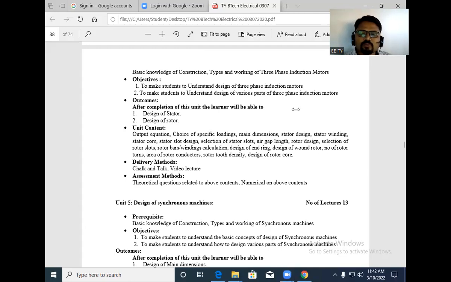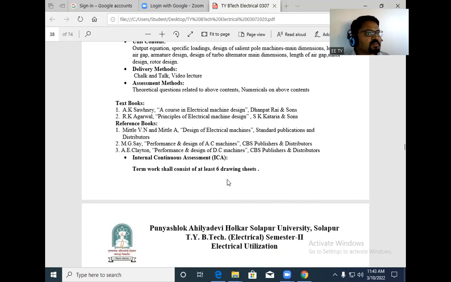Roll number 25, Anmol, is it possible for you to tell the names of the 5 chapters? Already it is in the notes. Introduction. Second is design of transformer. Correct. Third is design of DC machine. Fourth is design of three-phase induction motor. And fifth is design of synchronous machine. Correct. Okay. Now below, everybody has written this.